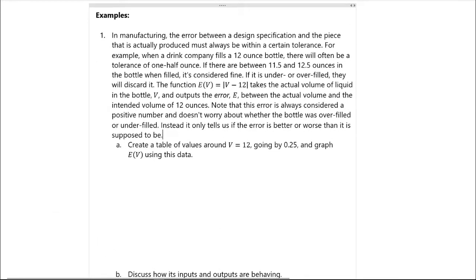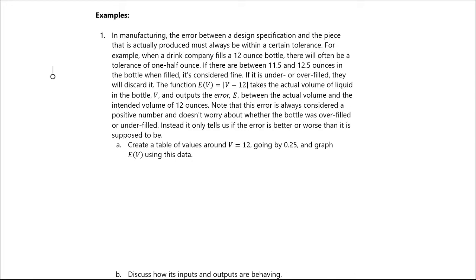So the example we're going to look at is in manufacturing. The error between a design specification and the piece that is actually produced must always be within a certain tolerance. For example, when a drink company fills a 12-ounce bottle, there will often be a tolerance of 1/2 ounce. As long as there are between 11.5 and 12.5 ounces in the bottle once it's filled, it's considered fine. If it's under or overfilled, they will discard it.